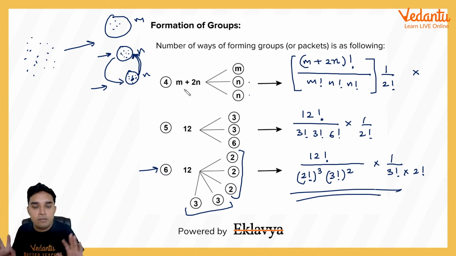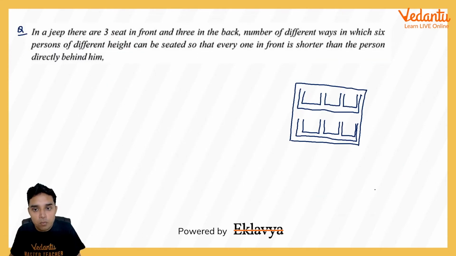Now you can decide what you want to do for these objects depending upon what is given in the question. Let us take one very simple question on this. We are given a jeep with 3 seats in front and 3 in the back. Find the number of different ways in which 6 persons of different heights can be seated so that everyone in front is shorter than the person behind him.